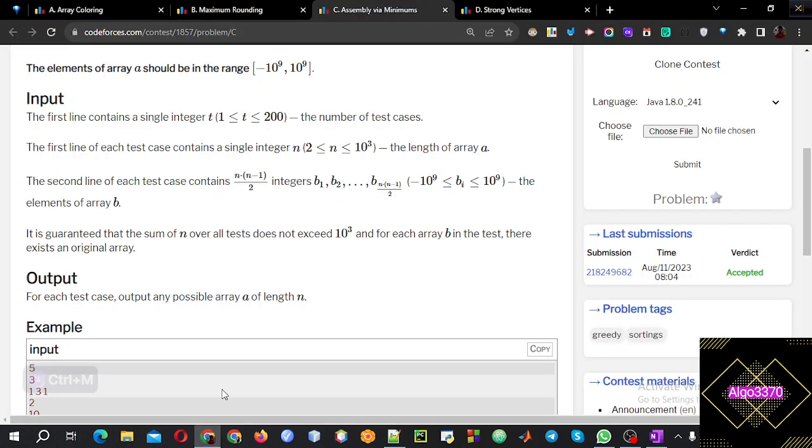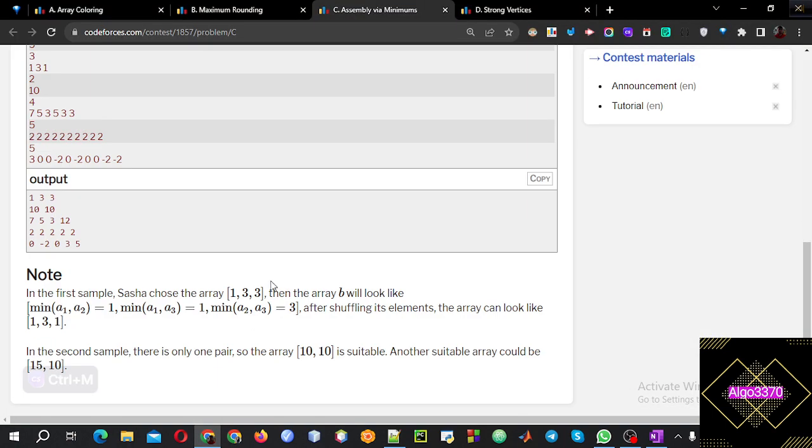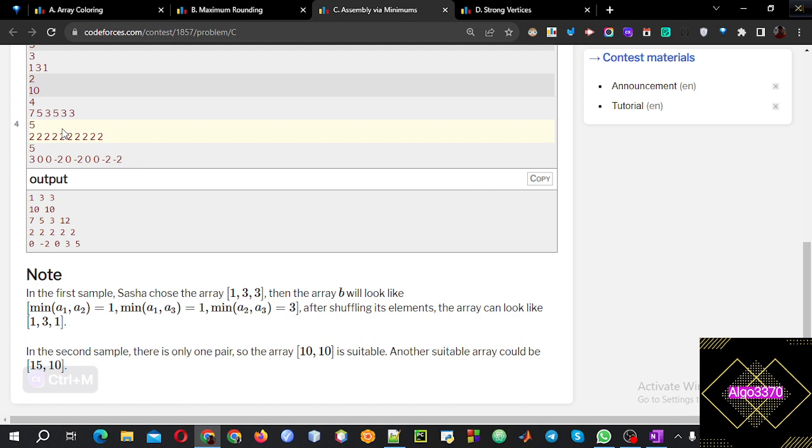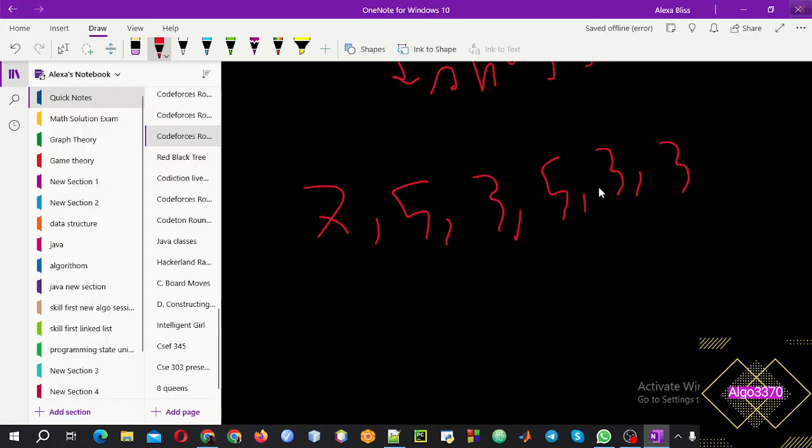Let's solve an example. This is 7 5 3 5 3 and 3. Very good.